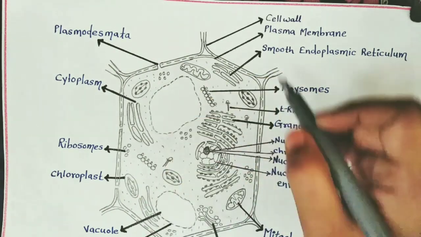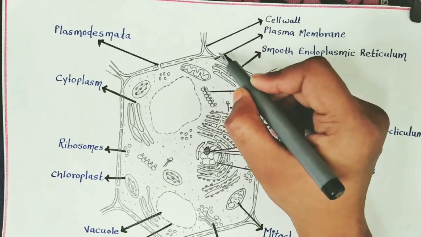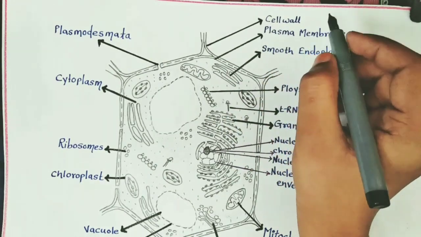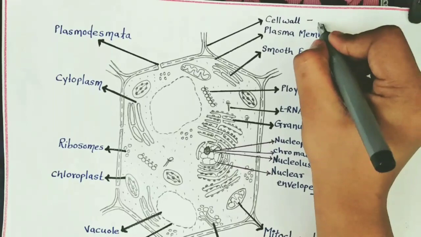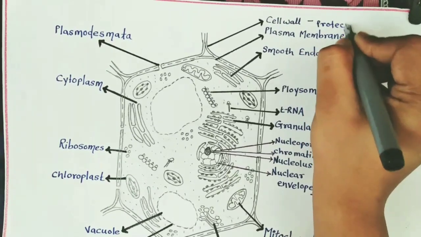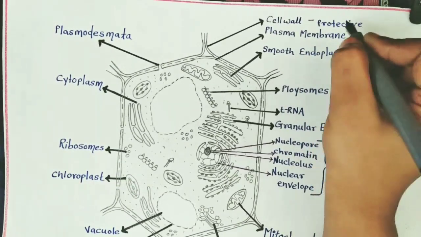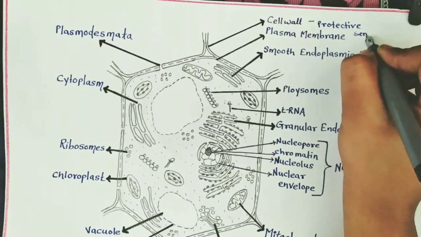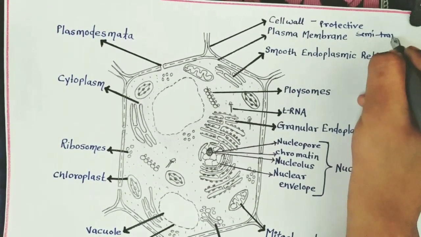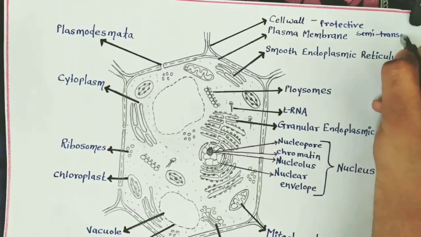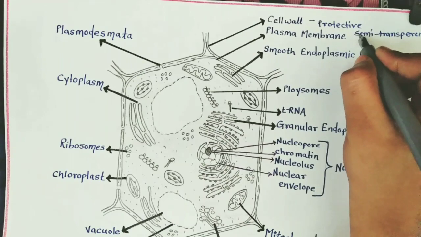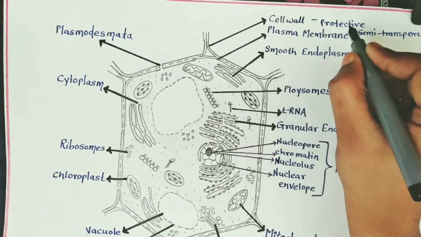The eukaryotic cell has a cell wall. The outer side of the membrane is called the cell wall. The cell wall is a protective, semi-transparent covering outside the cell membrane. It is thick and strong. It is absent in animal cells. It provides rigidity and shape to the cell. It helps in the transport of material.